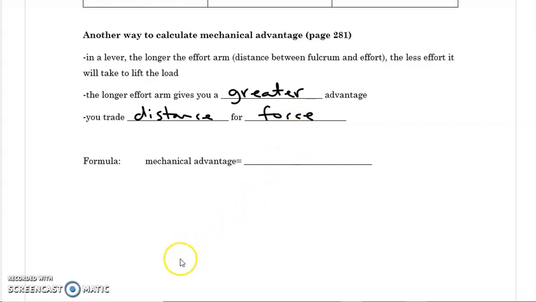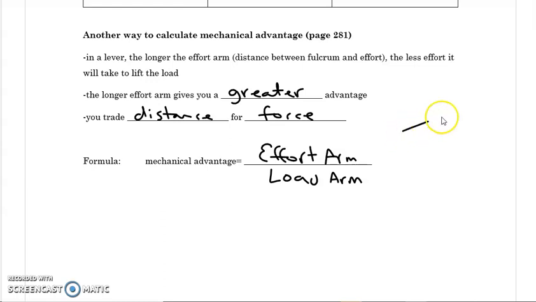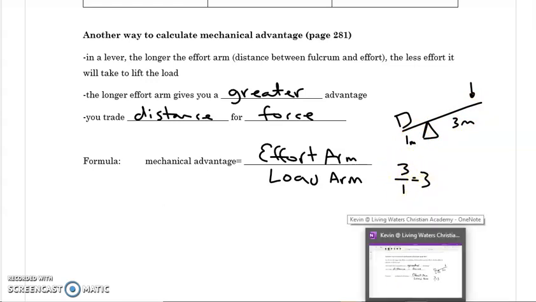And this is dealt with by the lengths of the arms. If we've got the effort arm divided by the load arm as your mechanical advantage. So if we've got, let's say, this situation where this is 3 meters and this is only 1 meter, the mechanical advantage of this is going to be 3, right? 3 divided by 1 gets you a mechanical advantage of 3.